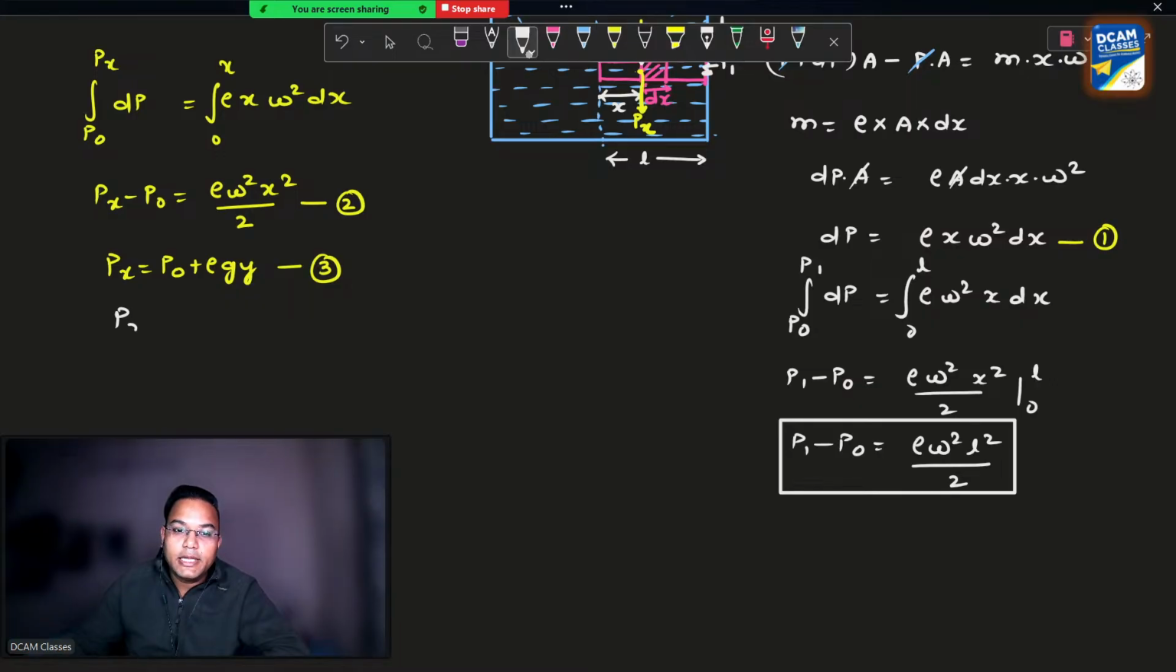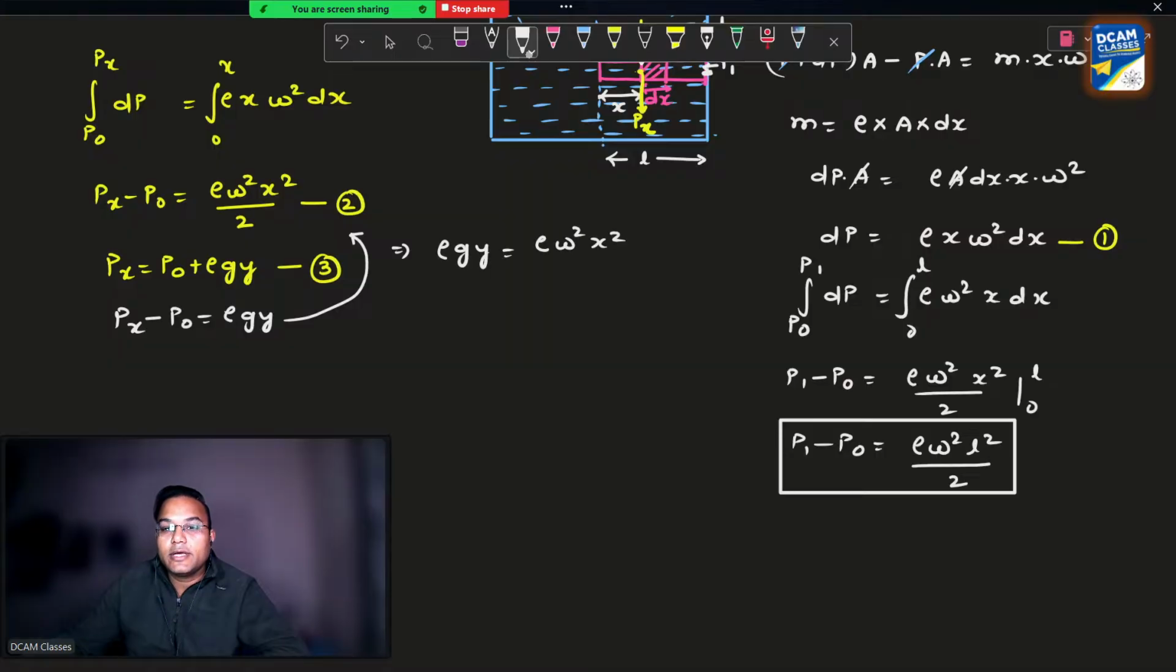So from this third equation, I can write Px minus P naught is equal to rho gy. I'll substitute this in the second equation. I'll get rho gy is equal to rho omega square x square by 2. Rho will get cancelled. So x square is equal to 2g by omega square into y. This is the equation of our curve.